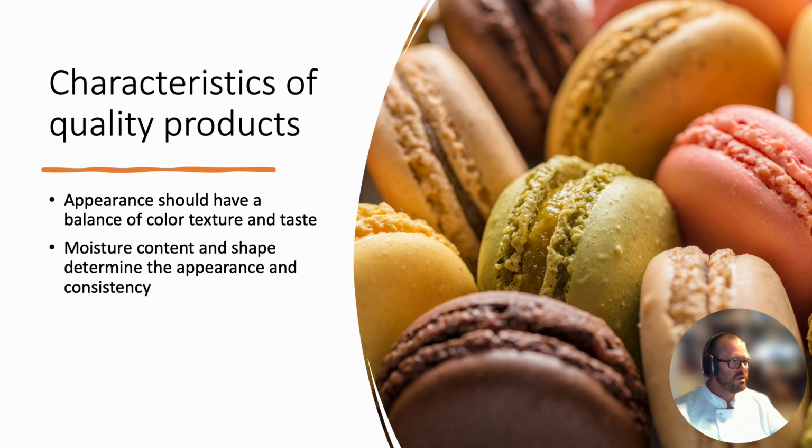Cool. A little bit about quality. Quality, and the characteristics of that, are about the consistency of the item and the appearance, the taste, the texture, the color, and the balance, right? So having a balance of those and a balance of tastes goes towards quality. Certainly, consistency and shape also go towards the appearance. Good picture of macarons there.